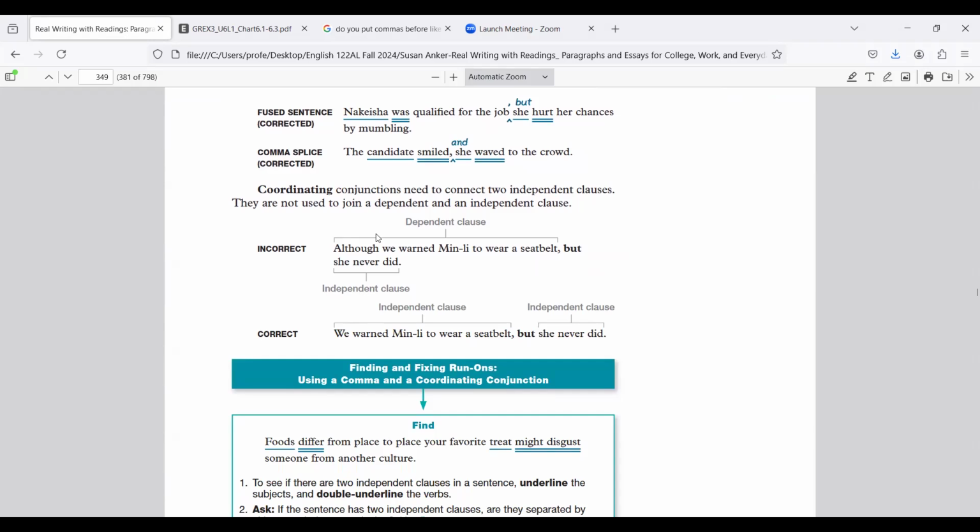Be careful. Don't use a subordinating word plus a coordinating conjunction. So, for example, they say, although we warned Mimi to wear a seatbelt, but she never did. That doesn't make sense. It doesn't work that way. So instead, we warned Mimi to wear a seatbelt, but she never did. So you can't use a subordinator and a coordinating conjunction like that.